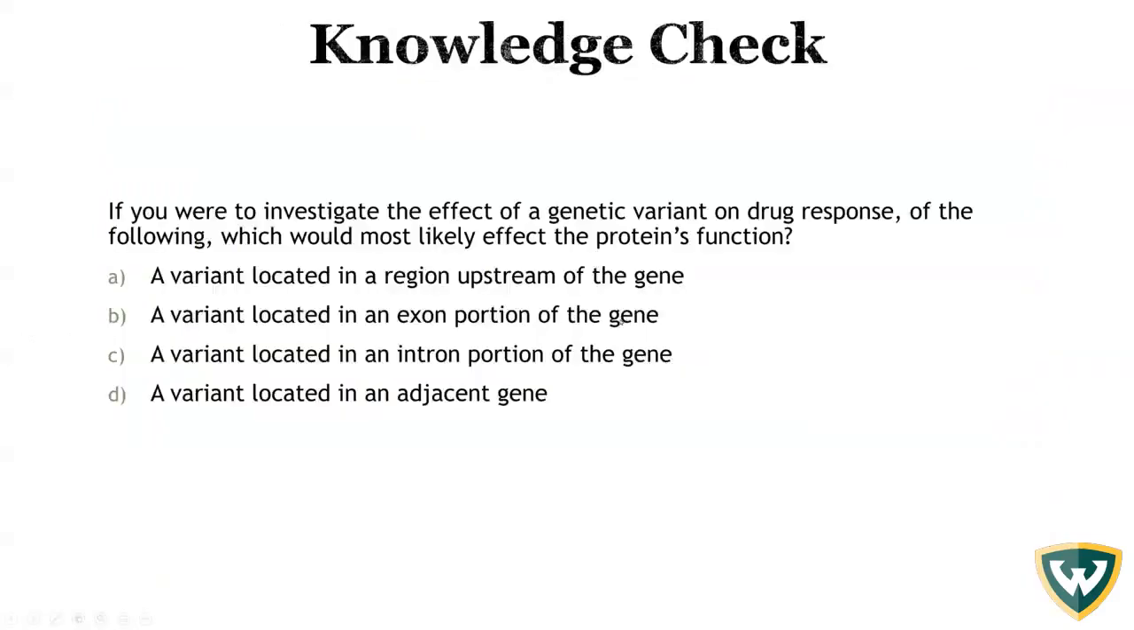So let's do another knowledge check. If you were to investigate the effect of a genetic variant on drug response, which of the following would most likely affect the protein's function? Would it be a variant located in a region upstream to the gene? Would it be a variant located in the exonic portion of a gene? Would it be a variant located in the intronic portion of a gene? Or maybe a variant located in an adjacent gene?